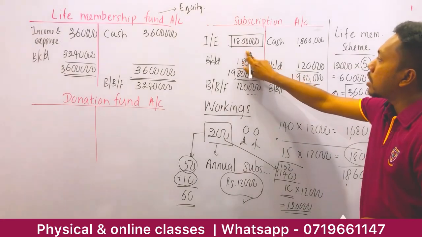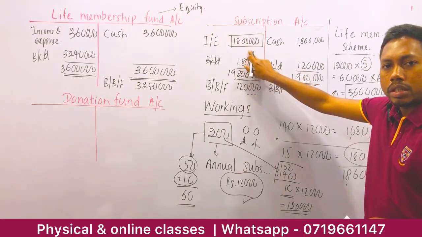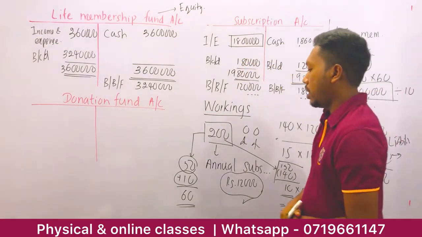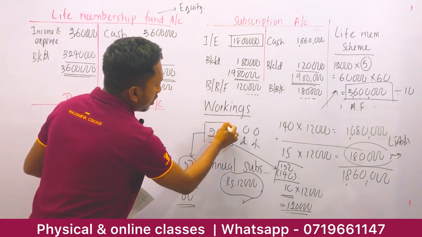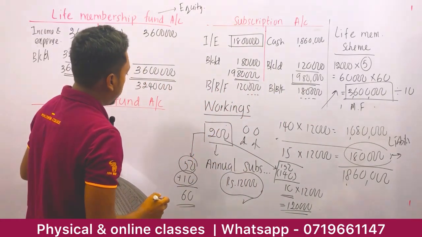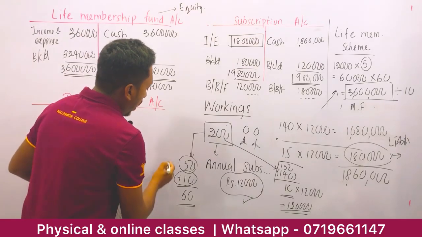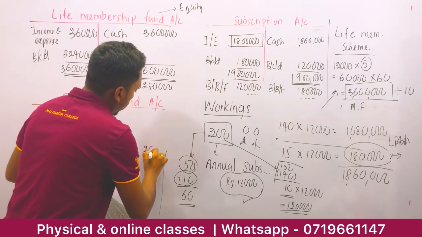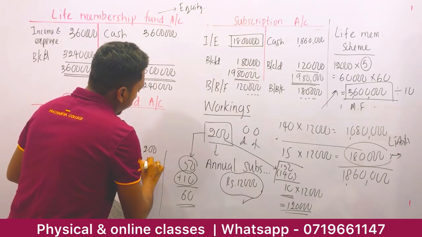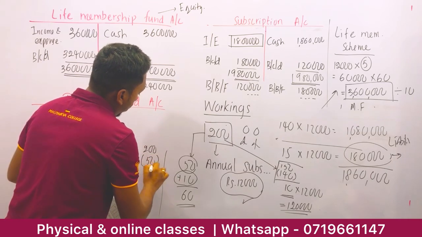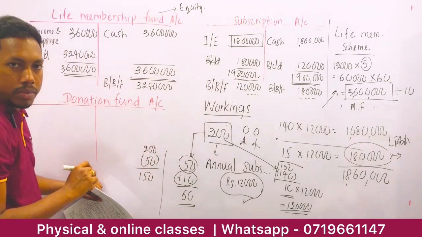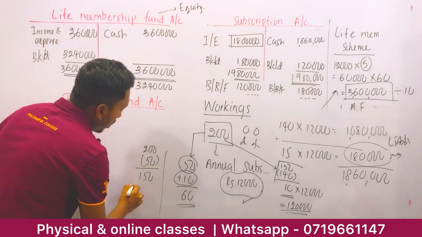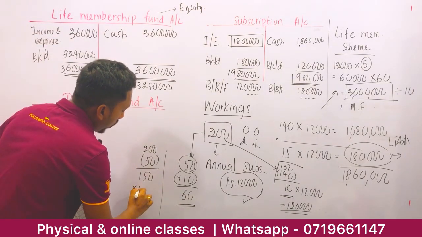This 1,800,000 we can calculate another way. You had 200 members, and out of 200, 50 members joined as life members. Then you have a balance of 150 members. Then you can multiply this 150 by 12,000.